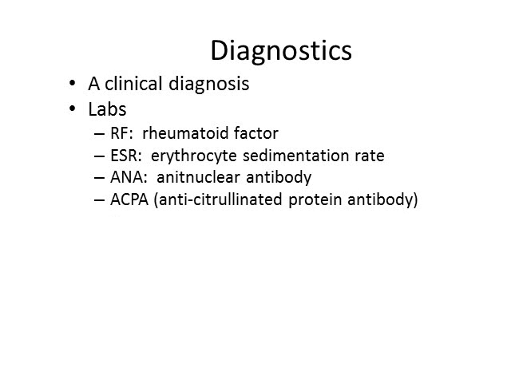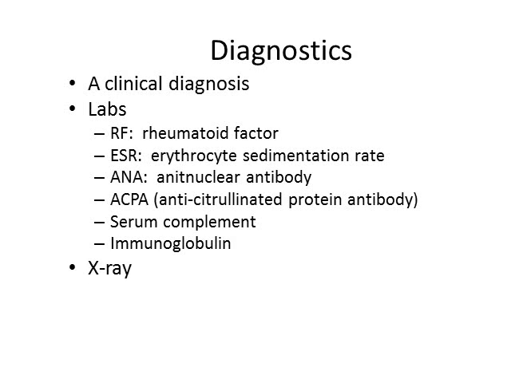There is also another test, the ACPA, which is an anti-citrullinated protein antibody, which is much more specific than the RF, and so it may lead to an earlier diagnosis, and it can be predictive of the progress somebody has. They may look at serum complement, which would be decreased, and then your immunoglobulins are typically elevated, especially the IgG, because it's needed to combine with that rheumatoid factor.